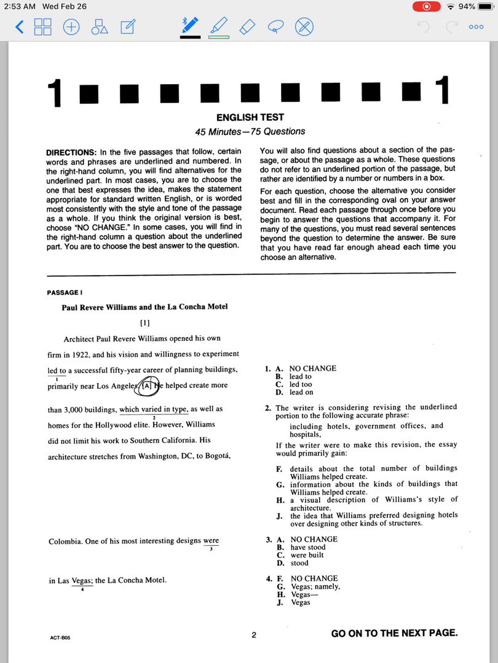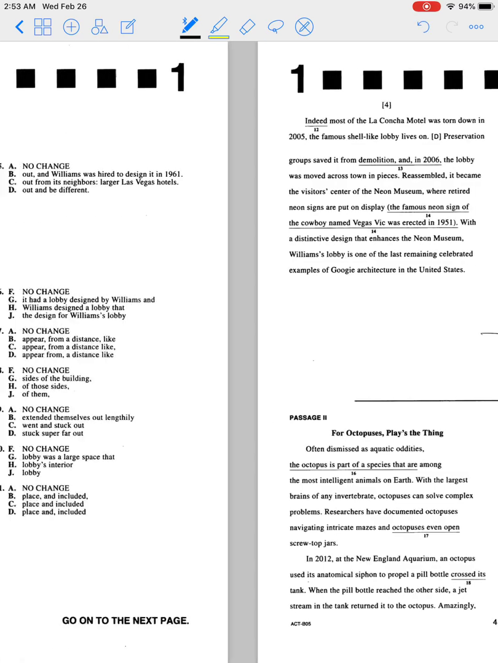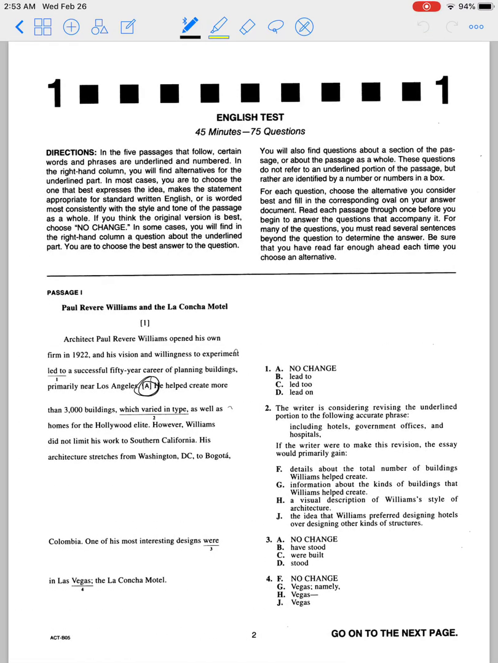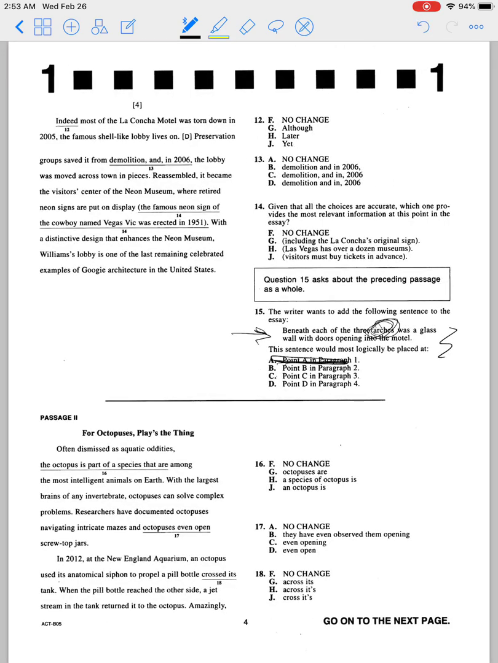So part A, we always want to read the sentence that comes before and the part that would come after it. Architect Paul Revere Williams opened his own firm in 1922, and his vision and willingness to experiment led to a successful 50-year career of planning buildings primarily near Los Angeles. He helped create more than 3,000 buildings, which varied in type. Well, there it doesn't really make sense to bring up the arches of a glass wall. We'd be confused because we'd be thinking, what arches, what glass wall? So it's not going to be point A.